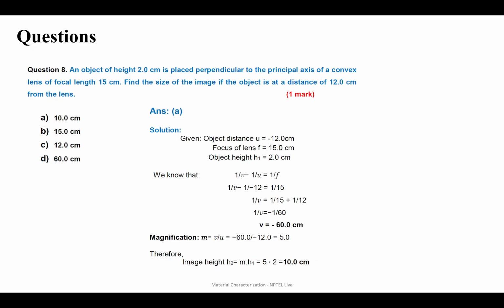So this is the same question as before, except the object height here is 2 centimeters. So again, u is 12 centimeter, f is 15 centimeter. You will calculate v equals 60 centimeter. That will give us magnification equals 60 by 12, which is 5. And then image height would be 5 into 2, 10 centimeters. So the correct answer would be 10 centimeters.